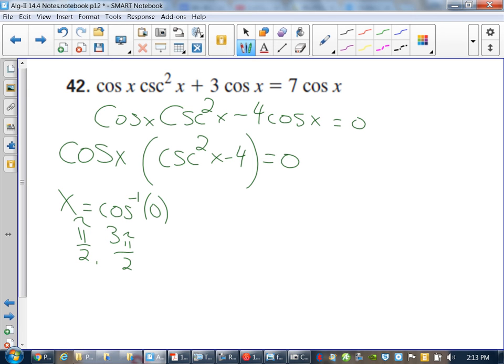Like, how do you know that there's 2? Why wouldn't it just be 5?